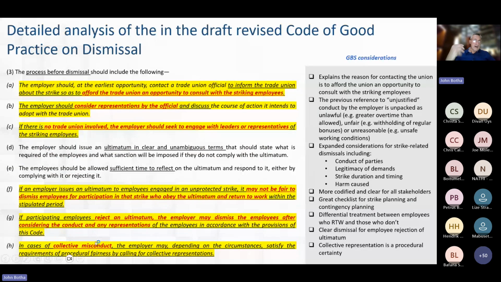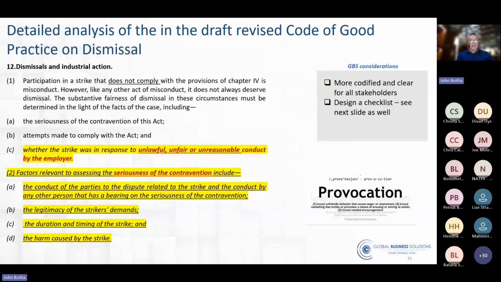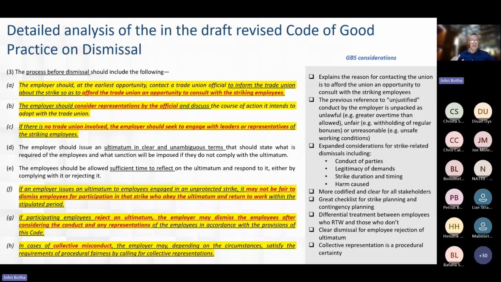We often wondered how many ultimatums: first ultimatum, second, final ultimatum. Here they're saying, listen, point 1, introspect. Take a look at the seriousness of the conduct and the impact it's having on the business. Secondly, in terms of procedure, get hold of the union, allow the union official to consult with the striking workers. If there's no union, let them elect representatives. Then issue the ultimatum if they don't return to work after that.